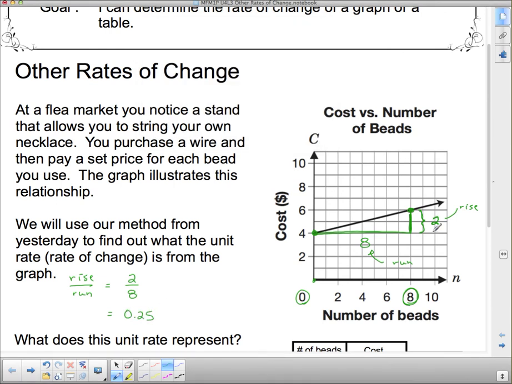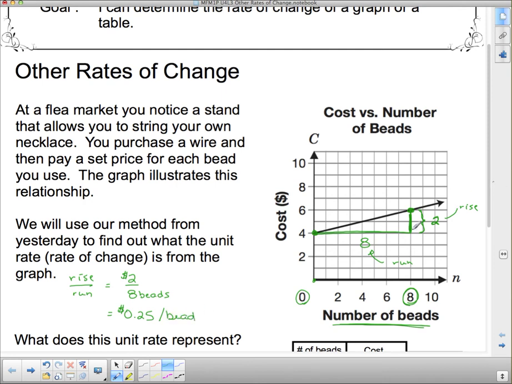0.25. Now remember what each of these stood for. The 8 along the bottom was number of beads. So the 8 on the bottom is beads. And up the side, our rise was $2. So our answer is going to be in dollars per bead.